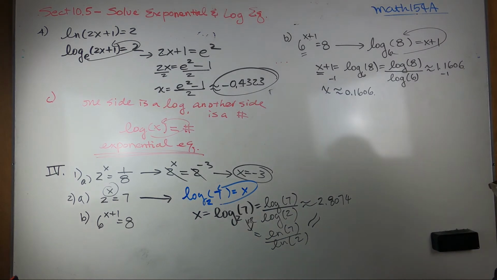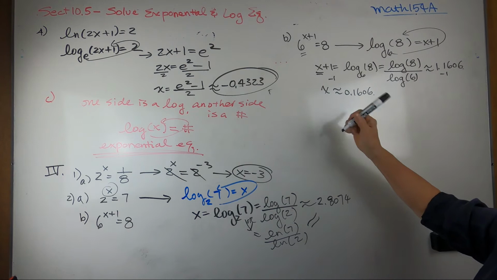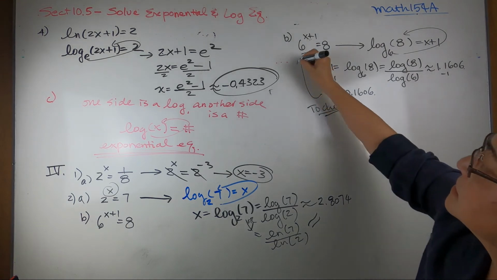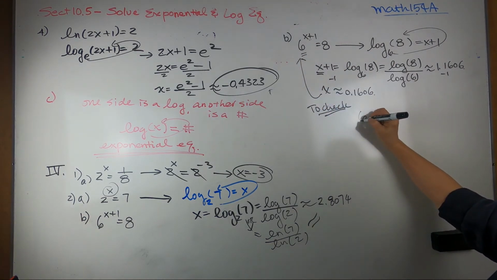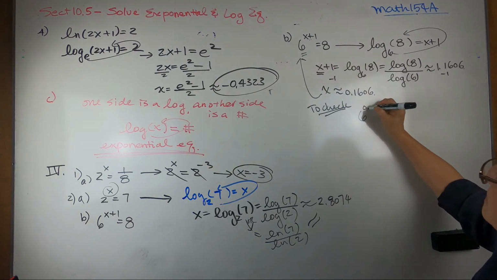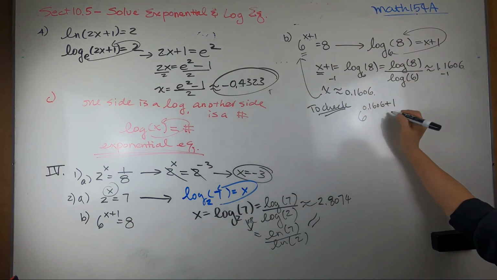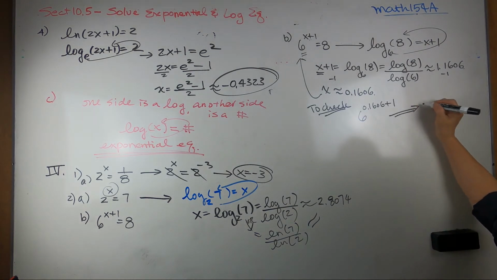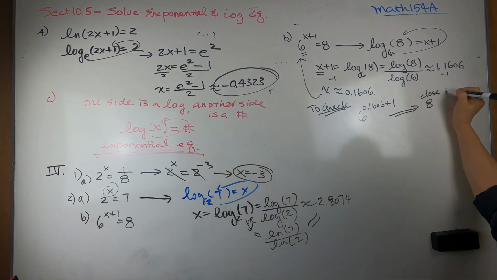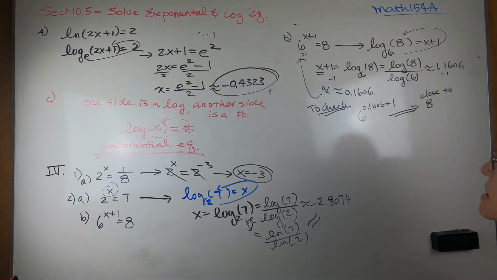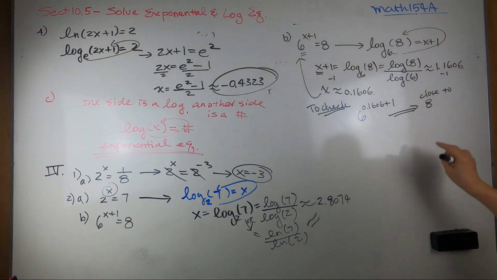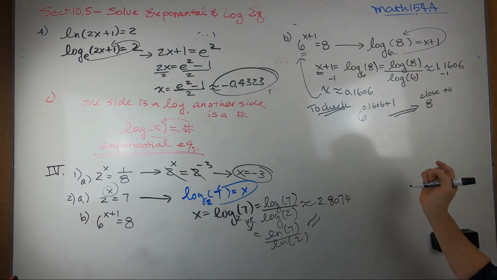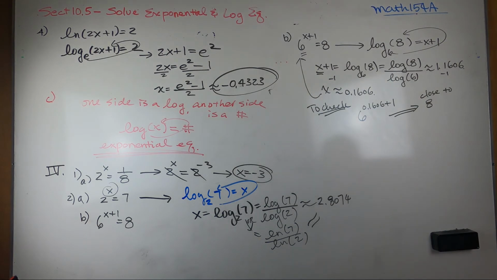Okay, then how do you know you are right? So you can check. How do you check? You can put 6 to the power x plus 1, 0.1606 plus 1, as a power, right? You can just punch it into the calculator. You can get close to 8 because we have rounding here. So you should get very close to 8, like 8.0001 something or 7.9999 something, right?